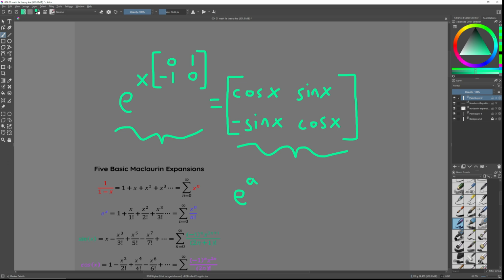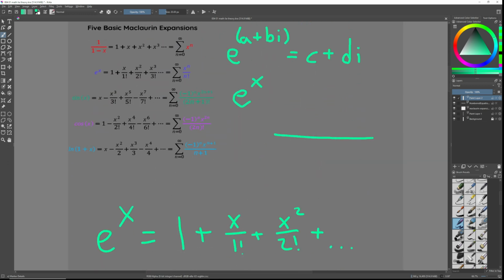I'll just do a plus bi in the exponent, okay? And this will be equal to some complex number, c plus di. It's just an exponential map. It's the complex equivalent to talking about e to the x power in general. There's some function. When I say map, if you don't know what I mean, just think function.